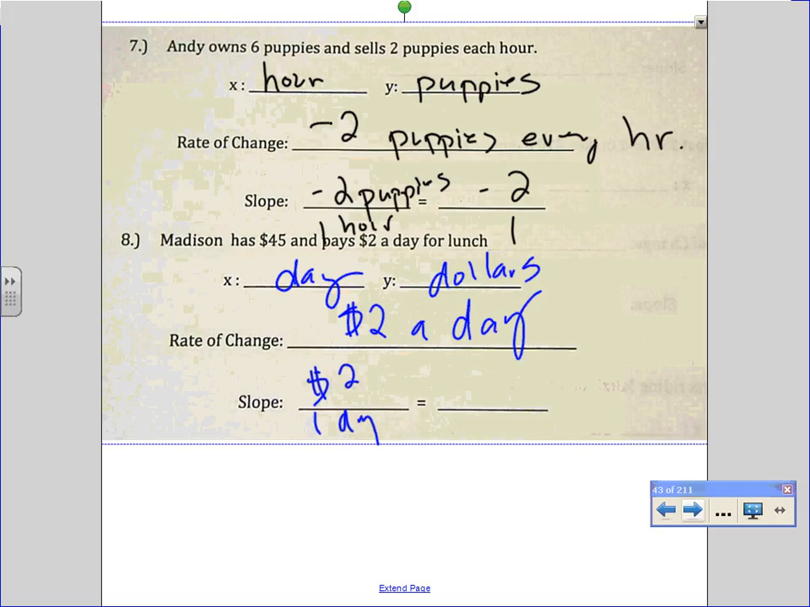So Madison, I don't know how much money you have, but we'll assume you have $45, right? And you decide to spend, do you spend $2 a day on lunch, or is it more than that? $2.25. Okay. Next time I'll do that. Okay. Any questions on that?